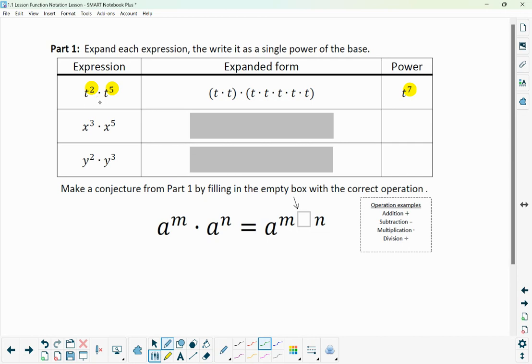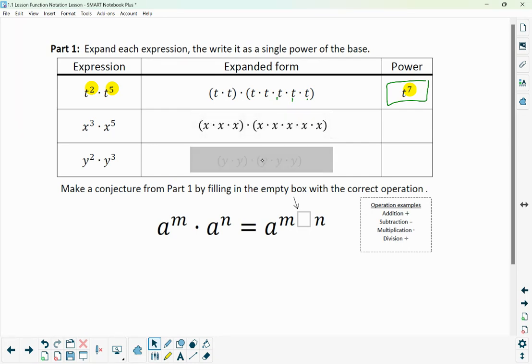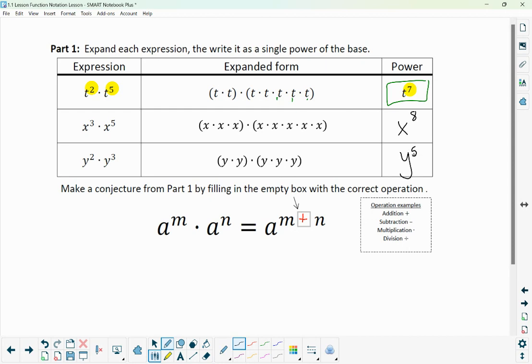If you have something like t squared times t to the 5th, that really just means that you have t times t times t times t times t times t times t, which is the same as t to the 7th. And if you ever can't remember your exponent rule, you should expand and think about what that implies. So if you have a base a with a power m and you're multiplying it by a base a with a power n, the exponent rule is that the two exponents are added together. So this one would be x to the 8th. This one would be y to the 5th.